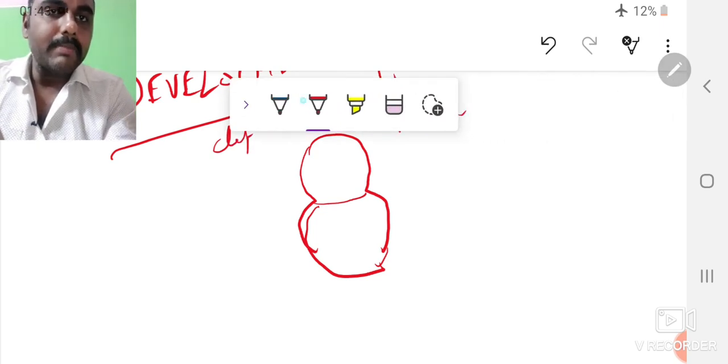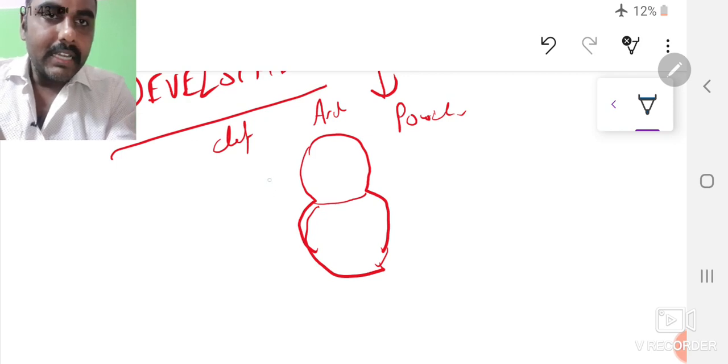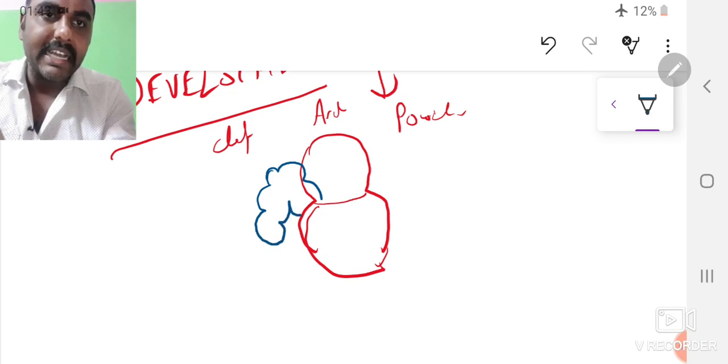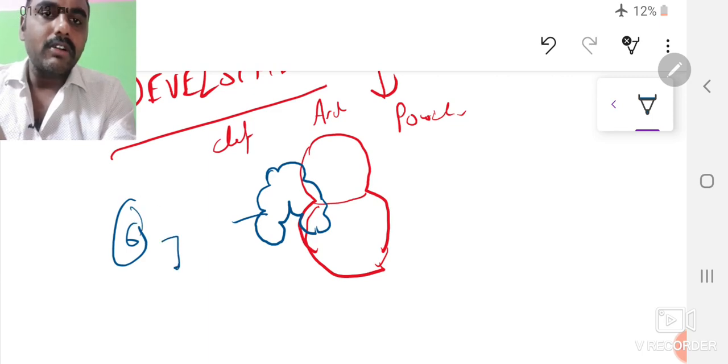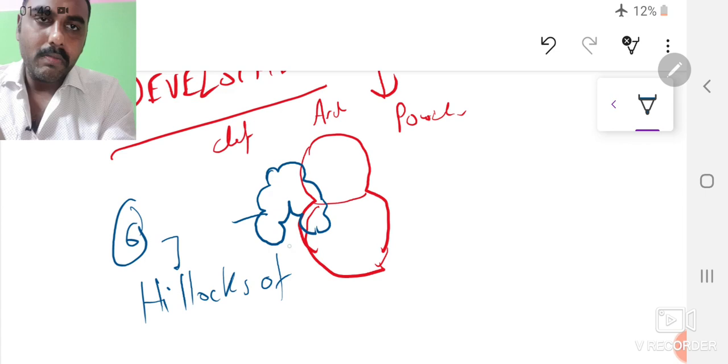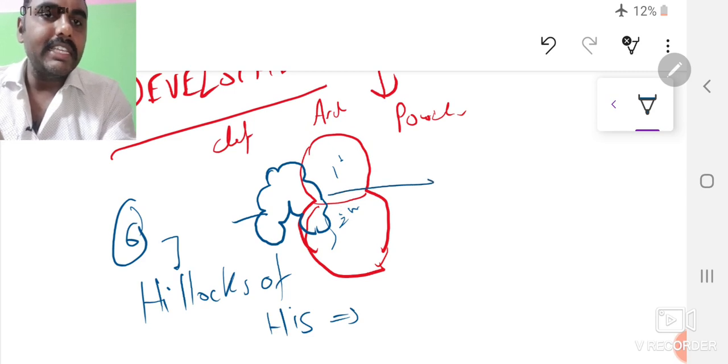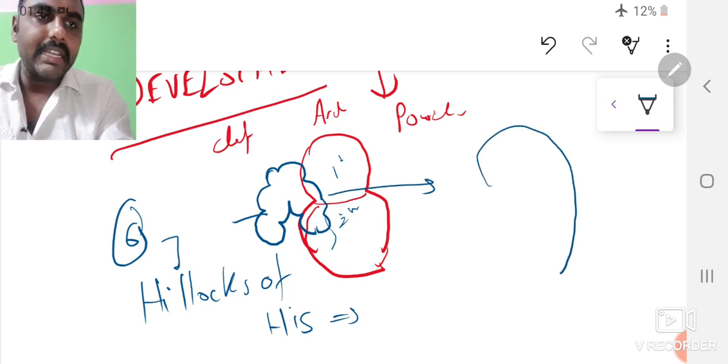Okay, what happens is the pinna develops from 6 swellings which are called hillocks of His, around the first and second arches. There will be 6 swellings called hillocks of His. Okay, so these will turn into the pinna at a later age.